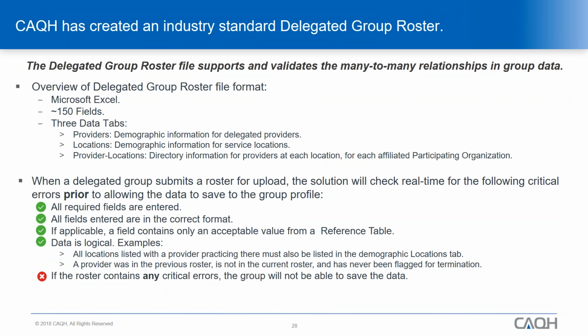So one of the things that we've done is we've created a standard delegated group roster. And again, standards help us identify errors up front and help us streamline workflows. So what our team did was we looked at a wide variety of roster files across various groups. We understood what most of these groups are sending, what most of the health plans want, and we put it all together to create a standard document that will meet everyone's needs. It's pretty straightforward. It has 3 distinct tabs: provider demographic information, location information, and then provider location combination. And again, you can send this across all of your health plans in one file.